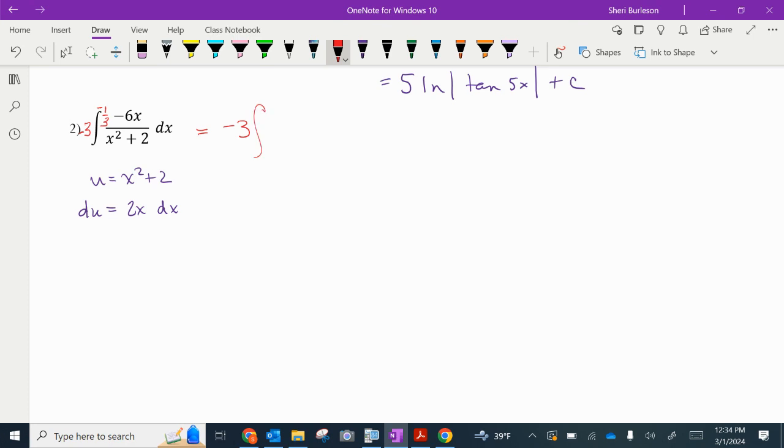So when I do that, I'm going to get -3. Oops, I was going to change colors. Oh, well, -3, 1 over u du. And again, if I solved for dx, that -3 would cancel out when I reduce. Okay. So now I get -3 times the natural log of the absolute value of u plus c.